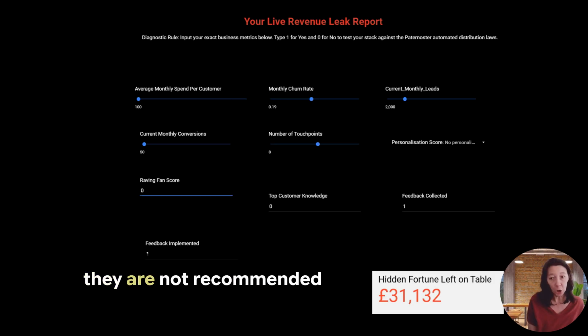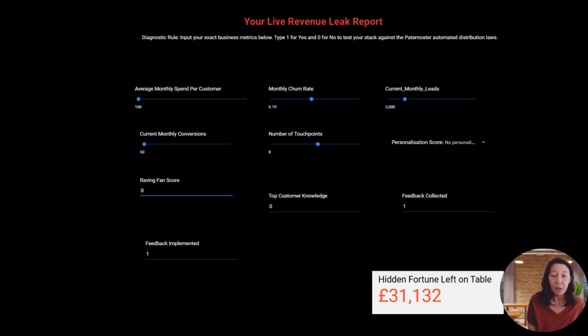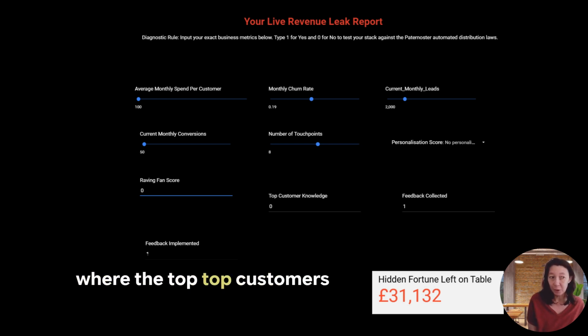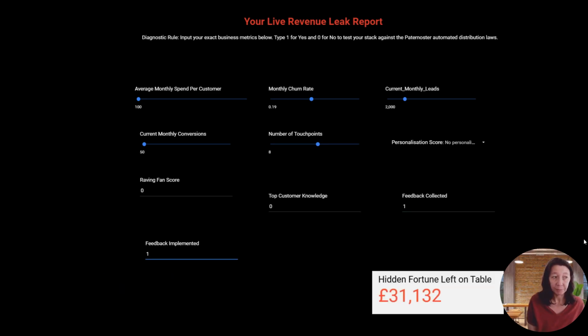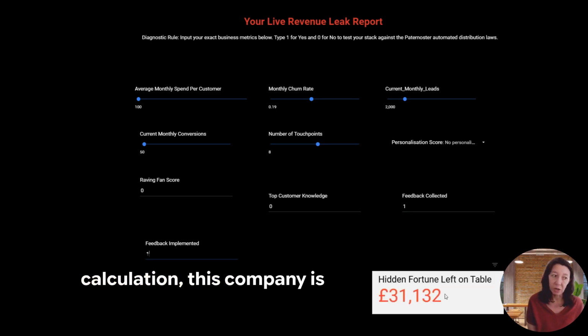They are not recommended, so they don't have raving fans who are talking about their business left, right, and center. They don't know where the top customers are, and they haven't profiled their most profitable customers either. They do collect feedback and they do implement feedback. Now, based on the calculation, this company is leaving £31,000 on the table, which is a lot.